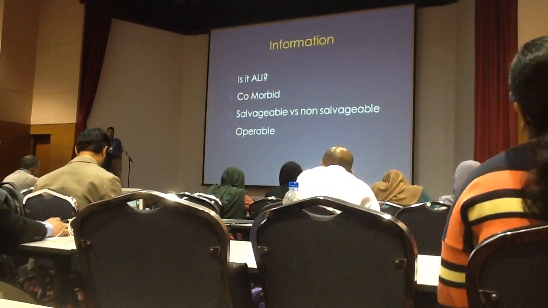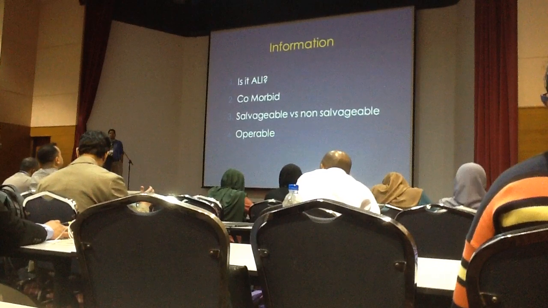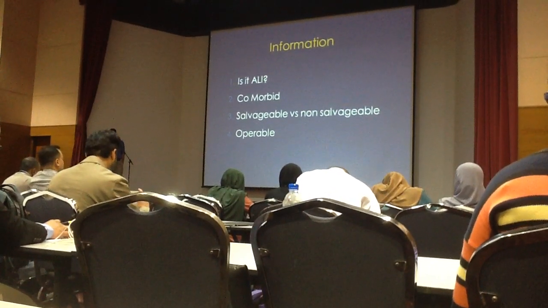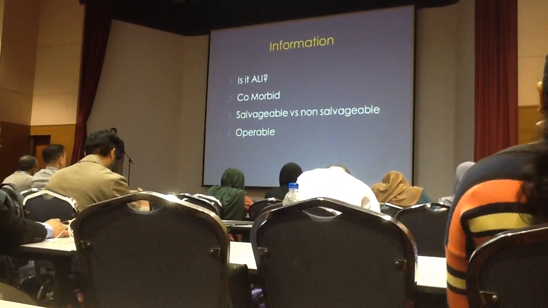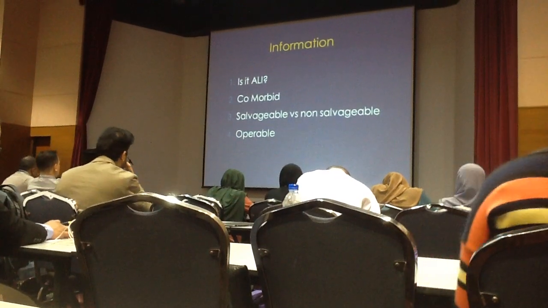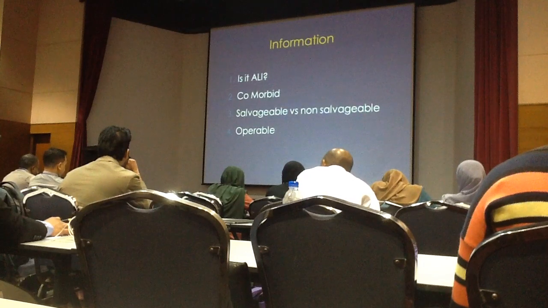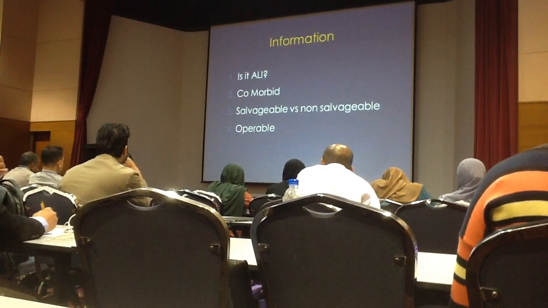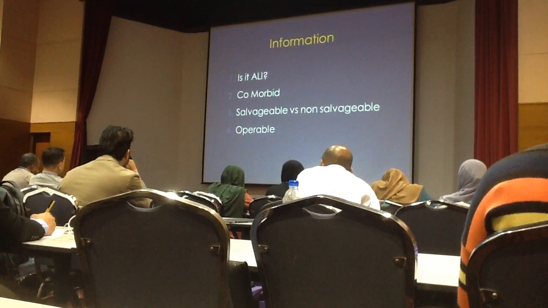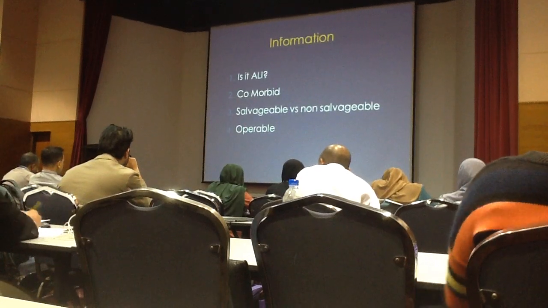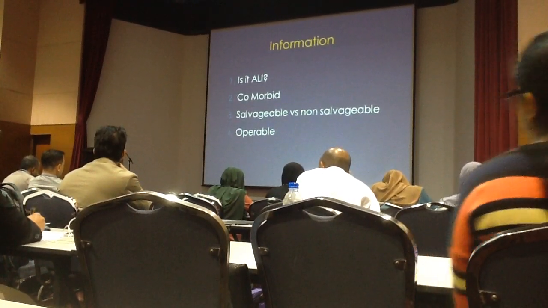The information that you need to get: is it actually acute limb ischemia, like I said, or is it acute or chronic? This information is important because these are the things that I expect that the referral hospital or we can get from the primary hospital. Is it actually ALI? What is the etiology of it? Is it a virgin versus previously treated?